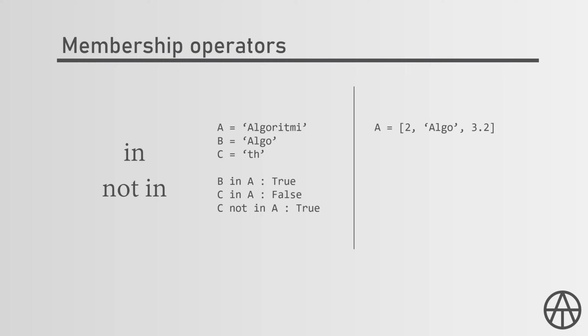Let's look at another example. We've set a equal to a list. The list contains 2, a string with "algo" in it, and 3.2. And 2 in a is going to check whether or not it can find 2 in the list a, right? And it does find it. It's the first one. And it gives out true. "algo" in a is going to result in true as well because it's the second one. "algorithmy" in a is going to result in false because it can't find it.